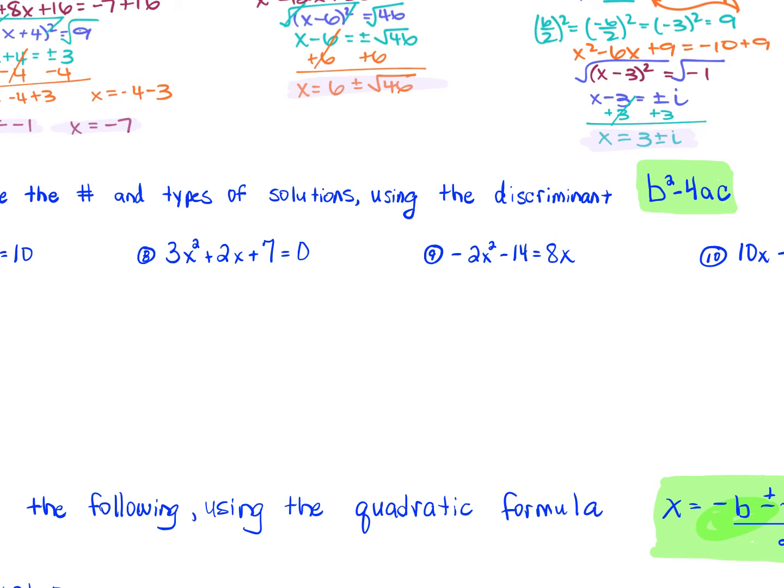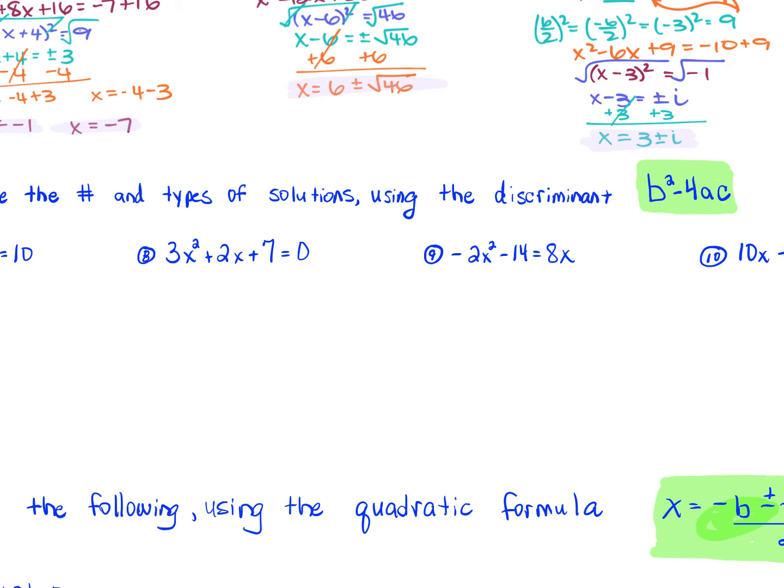If you get that something is greater than 0, you're going to have 2 real solutions. If it is equal to 0, it's 1 real solution. And if it's a negative number, less than 0, it's 2 imaginary solutions.